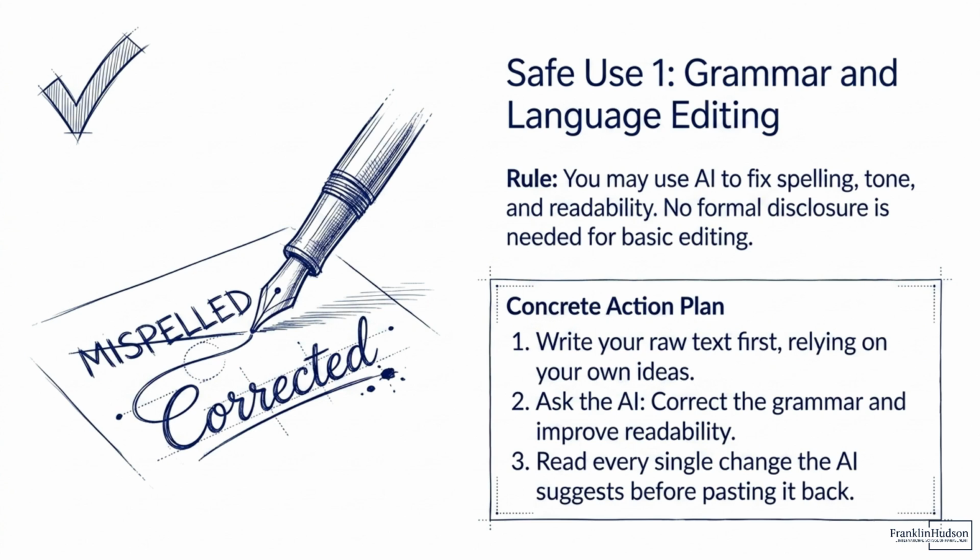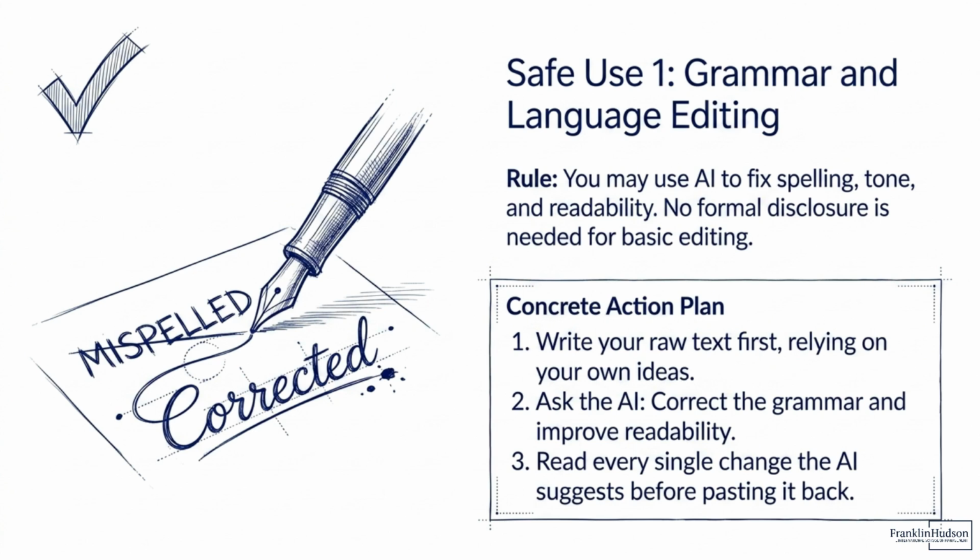The first safe application of AI is in the realm of linguistic refinement. Academic writing demands a specific level of precision and formal tone that can be challenging to maintain consistently. Using AI as a sophisticated editor is not only allowed, but encouraged to improve the readability of your work. The key distinction here is that the AI is not creating the ideas, it is merely polishing the packaging of those ideas. Our recommended action plan is a human-first approach.